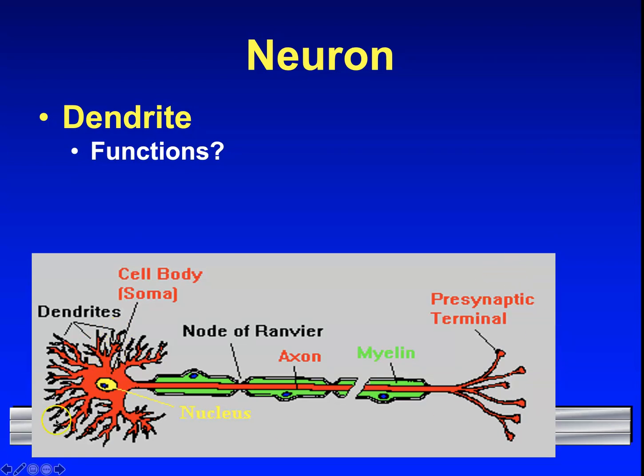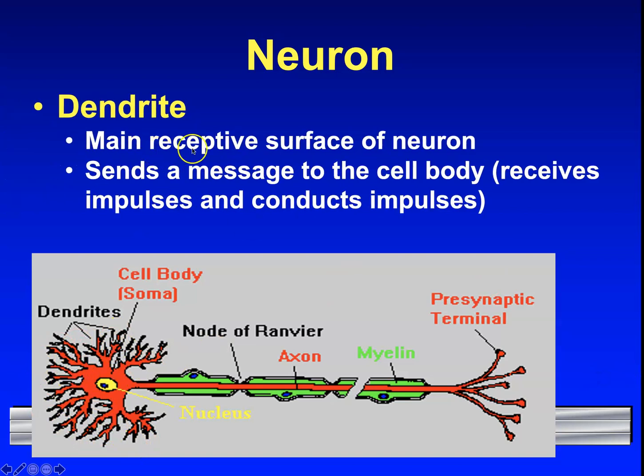So the dendrites. The dendrites, that is the main receptive surface of the neuron. What this means is it receives signals. Now, other parts of the neuron can also receive some signal, but the main signals are received on the dendrites. And they literally have things called receptors on them. A receptor is a protein with a specific size and shape, and things are going to bind to it like a key in a lock.